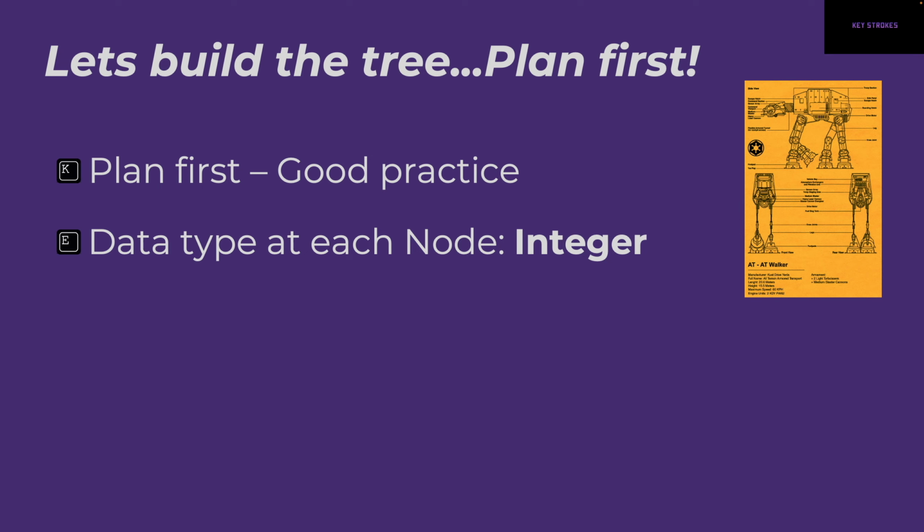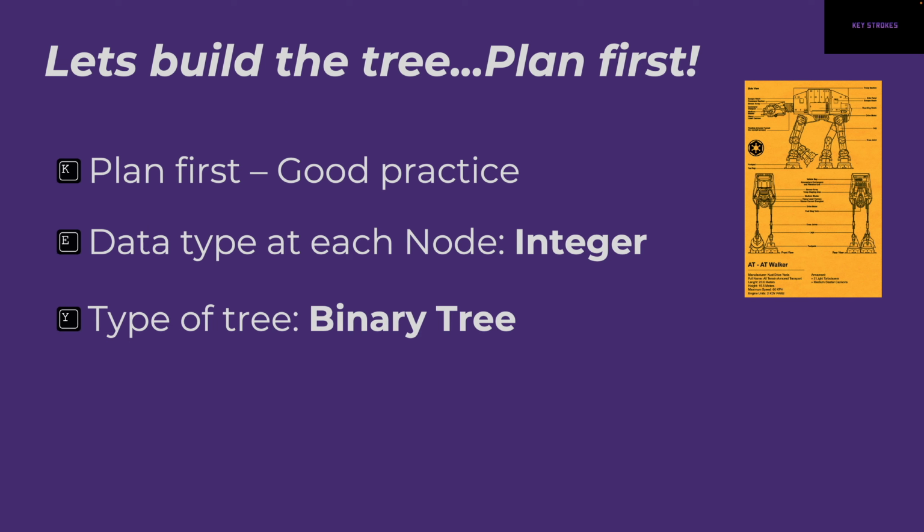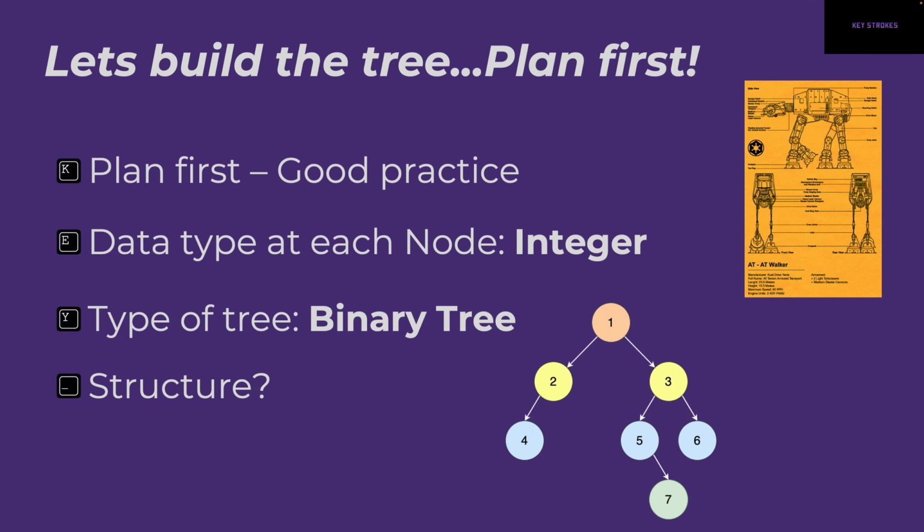So the first common question is, what kind of data can we store at our nodes? We'll keep it simple and just use an integer. In the previous video on trees, we learned that there are so many kinds of trees. In this video, we'll implement a binary tree. And the final piece of the plan is, how will the tree look?